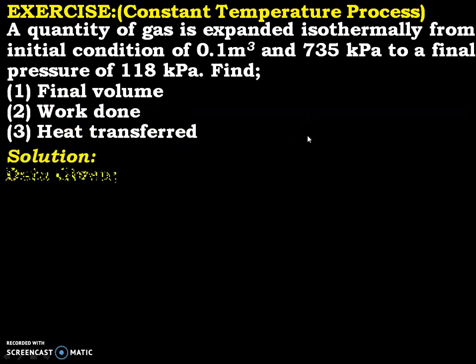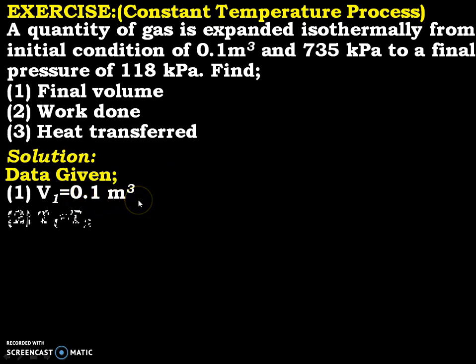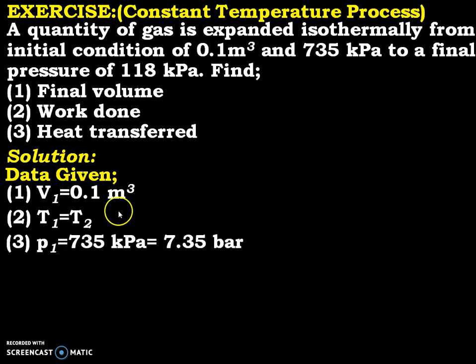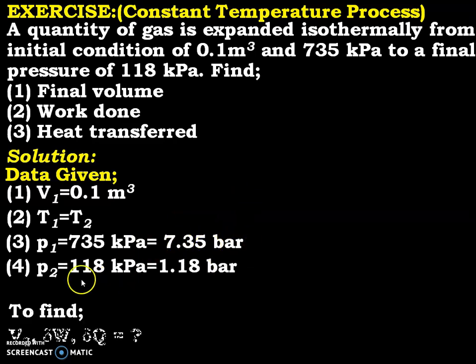Now let us see what data they have given. V1, that is the initial volume, 0.1 meter cube. Isothermal, that is T1 is equal to T2. Pressure they have given 735 kilopascal, so converting into bar, that is 7.35 bar. P2 is 118 kilopascal, so it is 1.18 bar. And what do we have to calculate? We have to calculate V2, that is the final volume, delta W and delta Q. Now let us calculate.